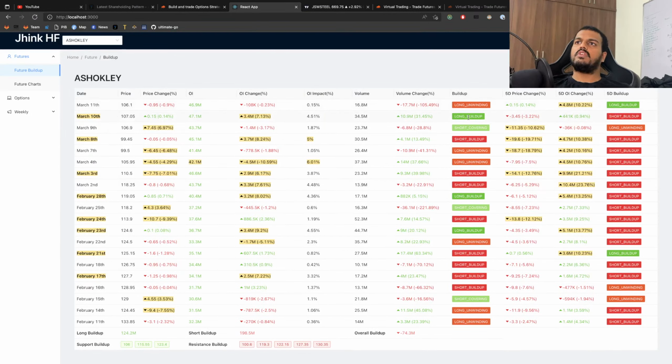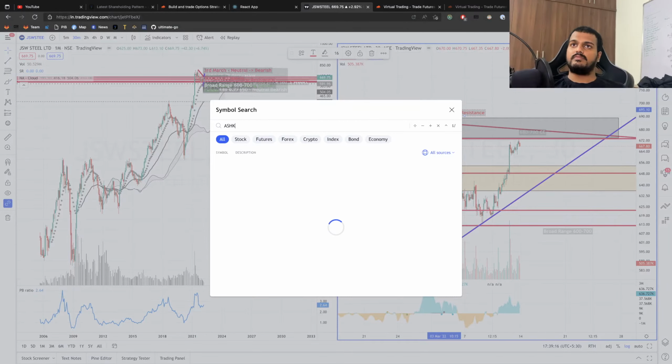So usually what we can understand is this is long build-up, but if we see the overall picture, the overall build-up is still negative. That is, it can remain bearish, so it is giving a mixed picture. So it can be neutral or completely break out in one direction. And what's happening with Ashok Leyland is dangerous, a dangerous situation.